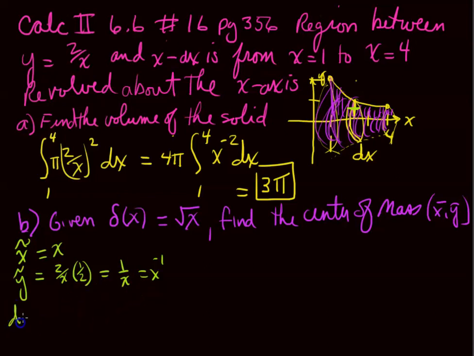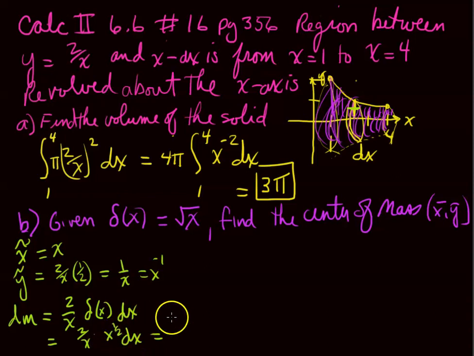The dm, the mass, is the length, which is 2 over x, times the density in terms of x, times the width dx. So we get 2 over x times x to the 1/2 dx, or 2x to the negative 1/2.